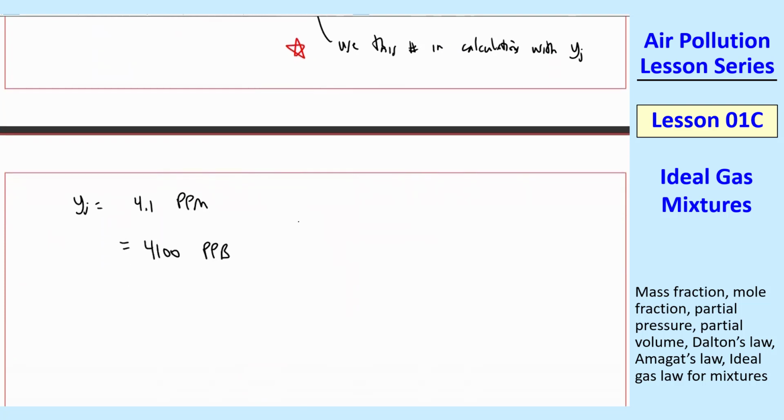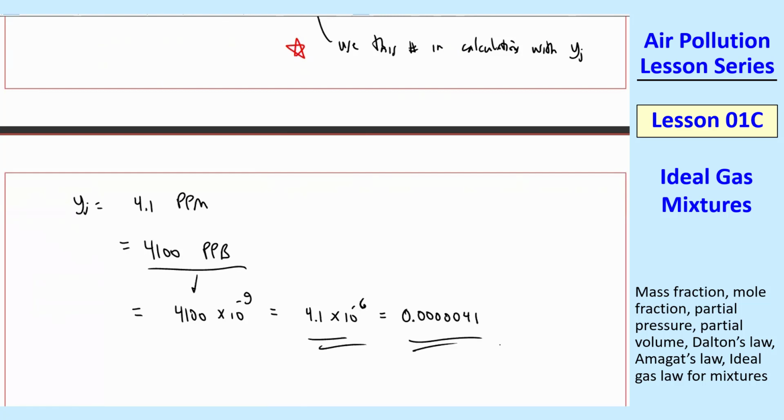And to go from parts per billion, you would take 4100 times 10 to the minus ninth, since it's billion. And if you do the math, that's also equal to 4.1 times 10 to the minus sixth. Or if you want to write it out, 0.0000041. So you want to use this number or this number in your calculations.